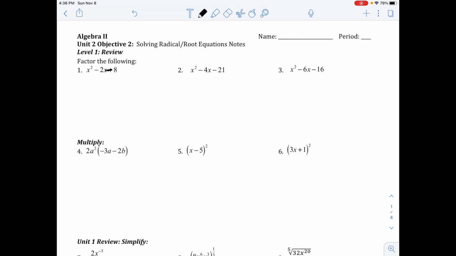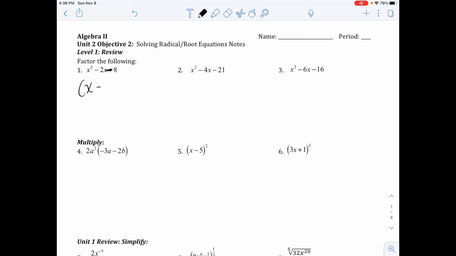I would pause the video and try to factor and multiply, and then start the video again, and you can see how you did on them. So number 1, first of all, we're going to change that to x squared minus 2x minus 8, because that was a typo, and if you don't have that, it won't factor.